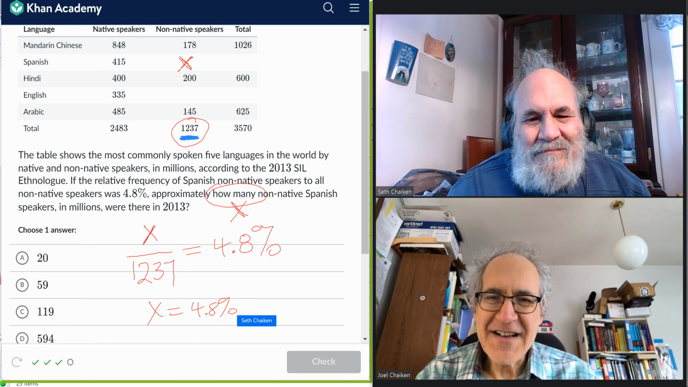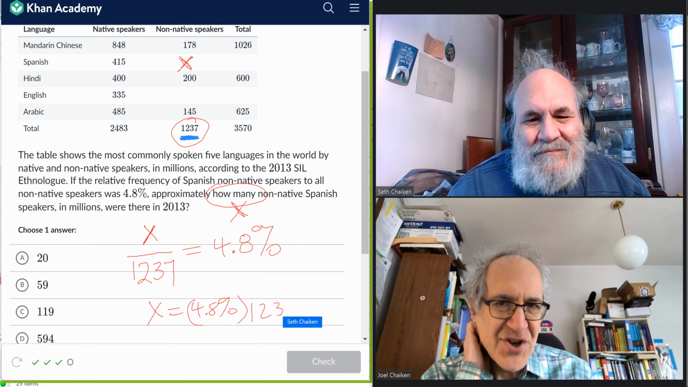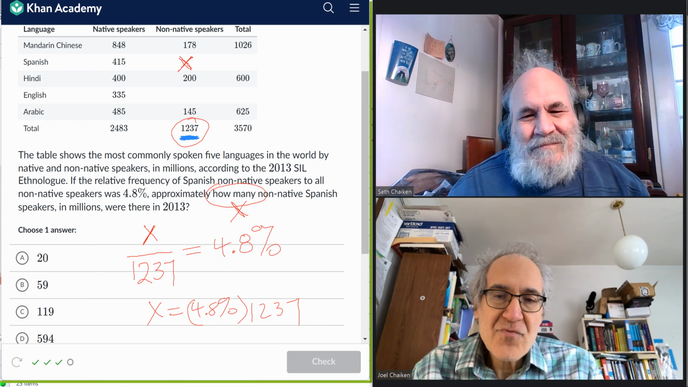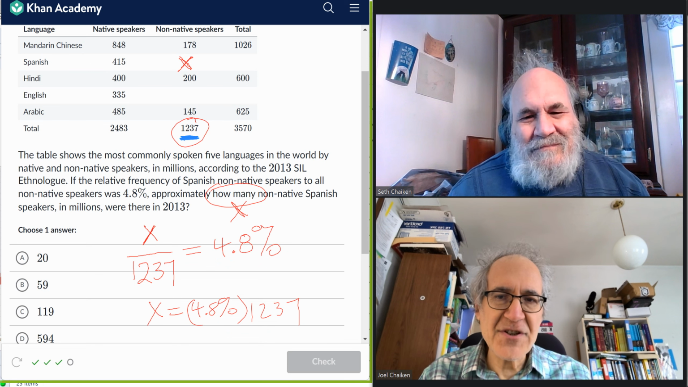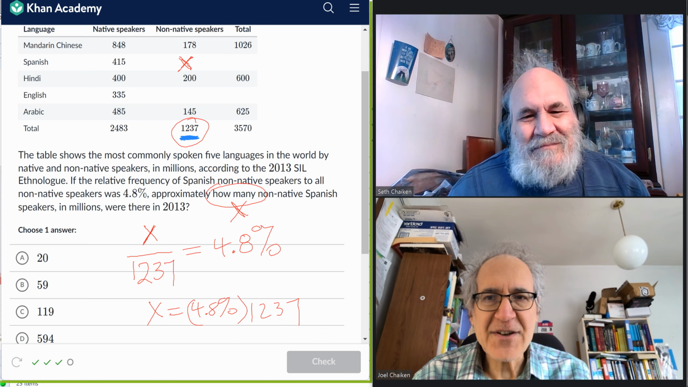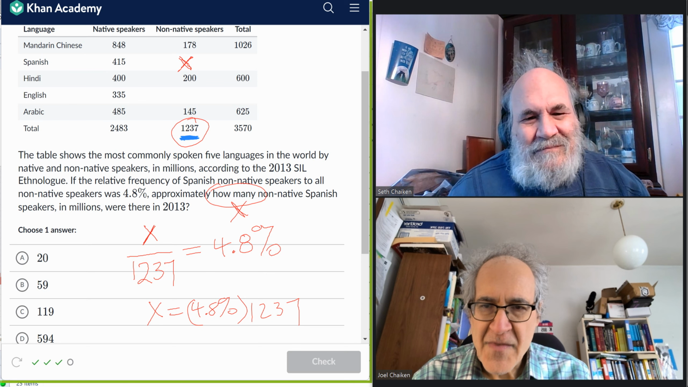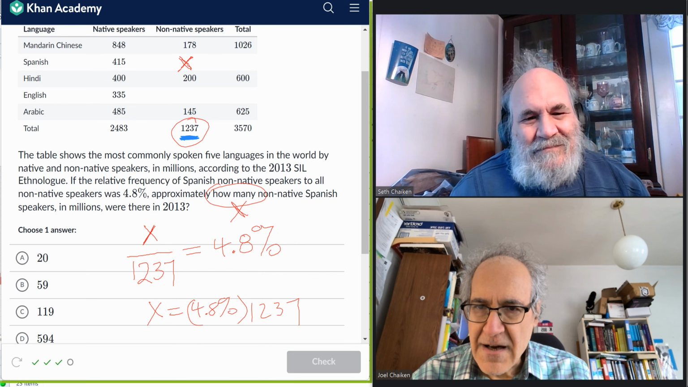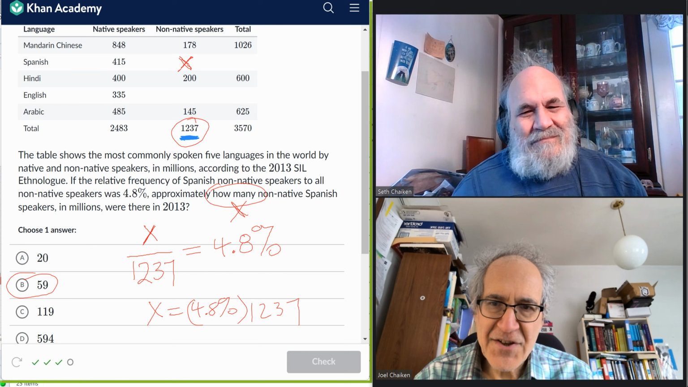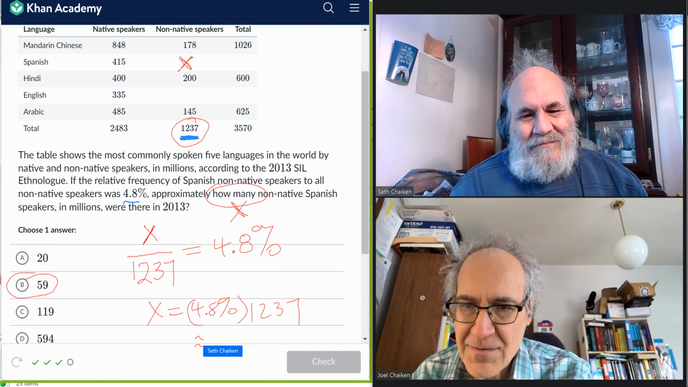You have to be careful which numbers you pick off here. But essentially, it's just reading what they want the ratio to be: Spanish non-native speakers to all non-native speakers. So you just read the table, pick the numbers off, and then you have to solve for X. You know that X divided by 1237 has to be what they tell you, which is 4.8%.